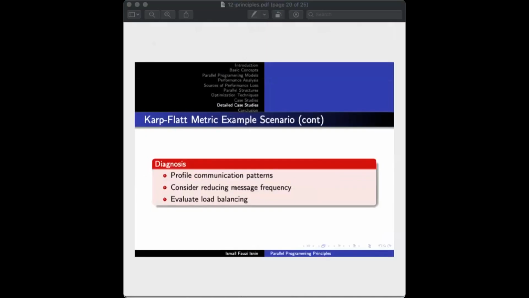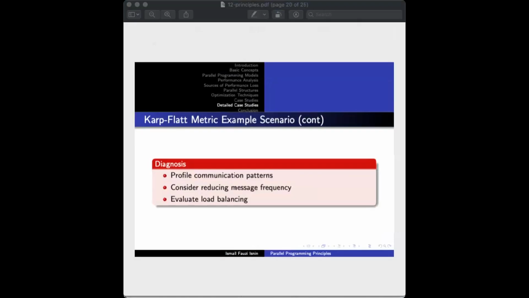Okay. This one regards profile communication pattern, reduce message frequency, evaluate load balancing. So this is a diagnosis checklist. All right. First, we must profile our communication pattern to keep a record. Profile means you keep a record of the pattern to find out exactly where our network latency is stalling execution.